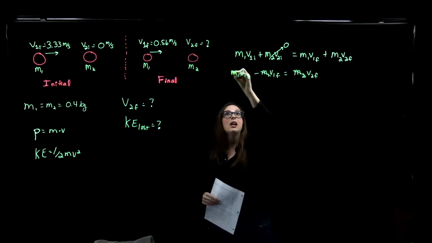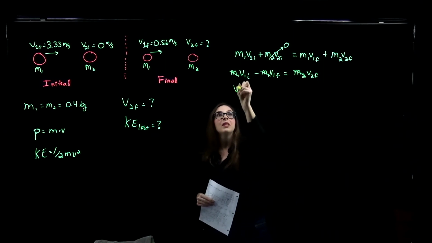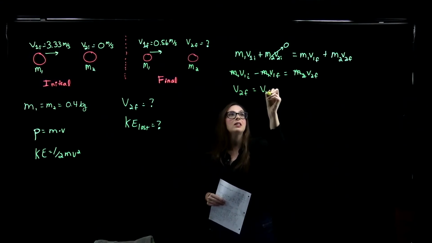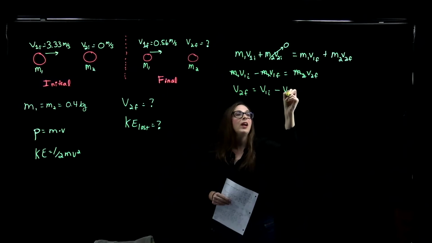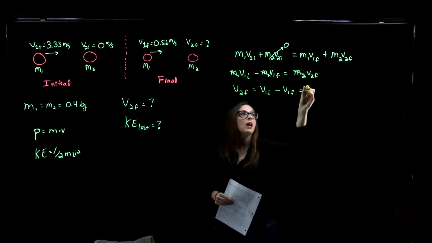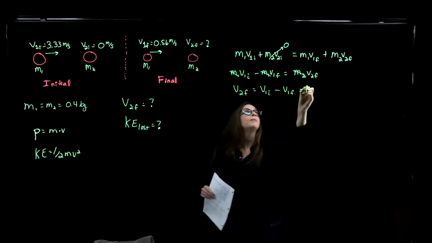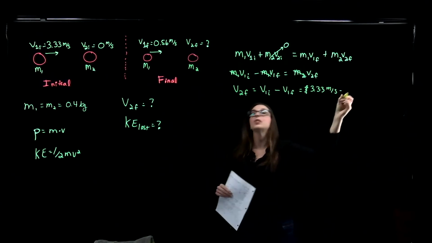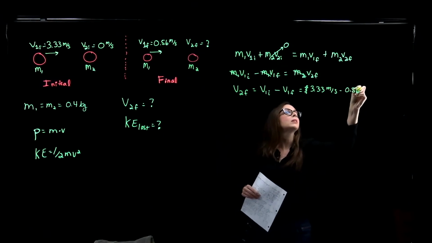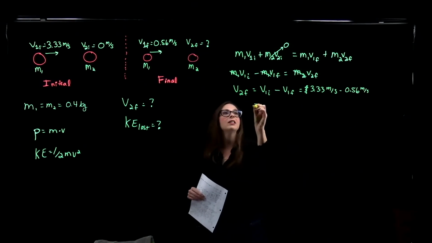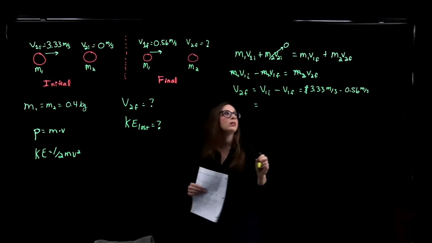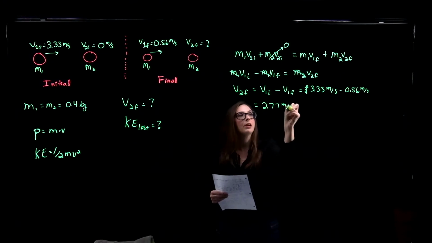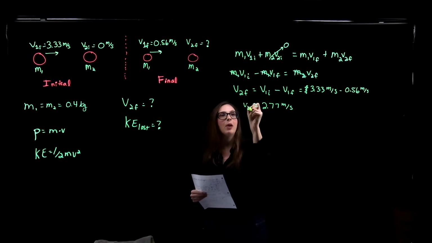Actually that makes our lives a whole lot easier. The final velocity of mass 2 is equal to just the initial velocity of mass 1 minus the final velocity of mass 1. So that's just equal to 3.33 meters per second minus 0.56 meters per second. So the final velocity of mass 2 is going to be 2.77 meters per second. Okay, so we found that part.